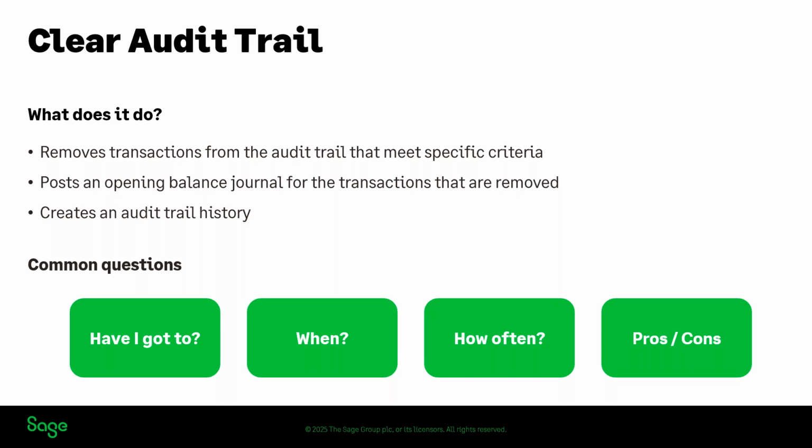Pros-wise, or the positive side of clearing your audit trail, is that obviously the less data you have, the more efficiently your software is going to run. So if you had 1,000 transactions and you ran a report, obviously you would expect that to be a lot quicker than someone that's got, say, 200,000 transactions. So the less data you have, the more efficiently your software is going to run. Obviously, there's less information for you to filter through. Reports will be that bit quicker.